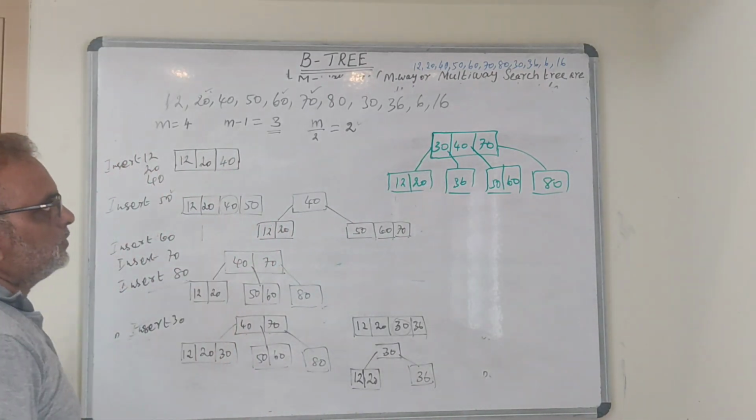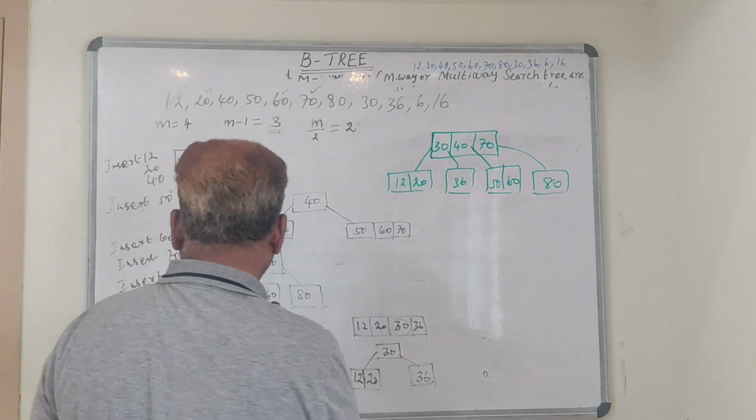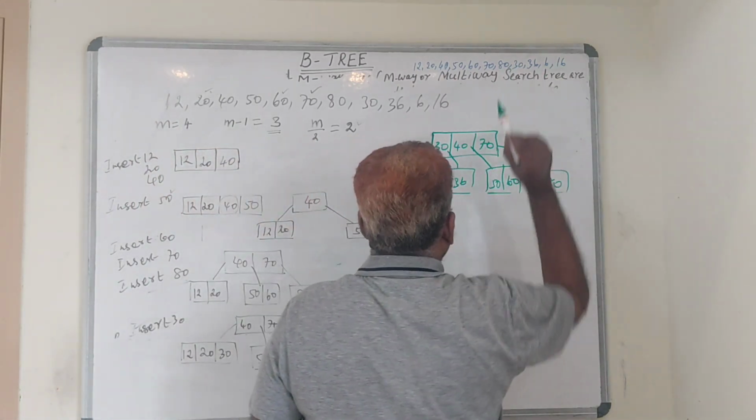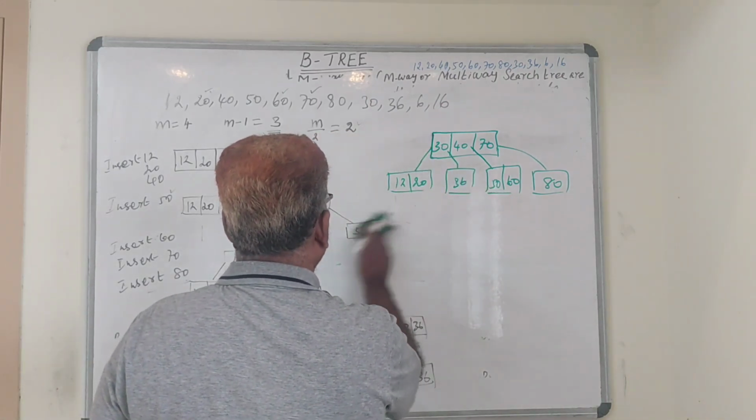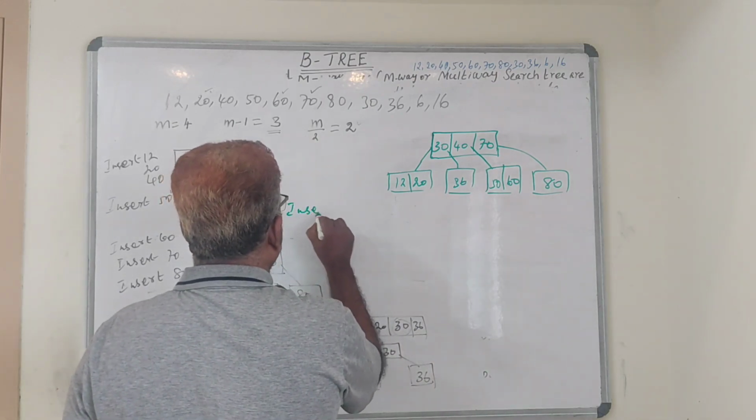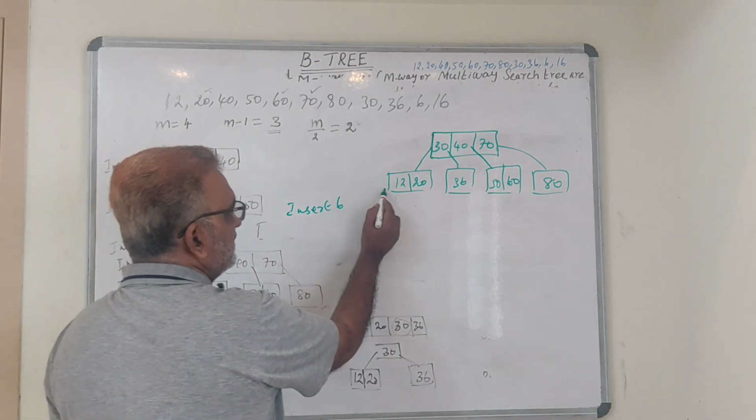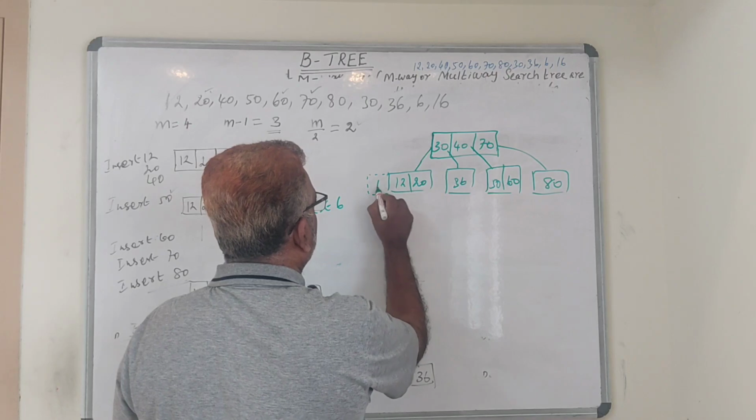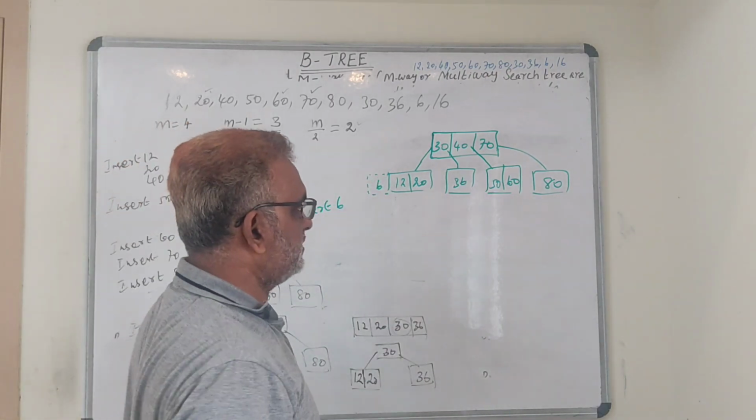Okay, so this is how we can insert. After inserting 30, these are the adjustments that are made. So our next value that we have to insert is 6. This value will get inserted only here. Okay, so this value will get inserted only here, which will not make any change in the tree.